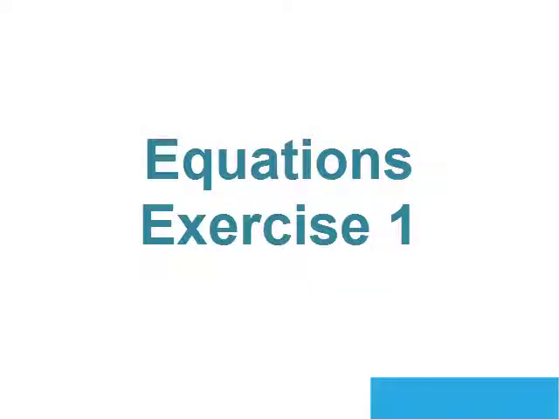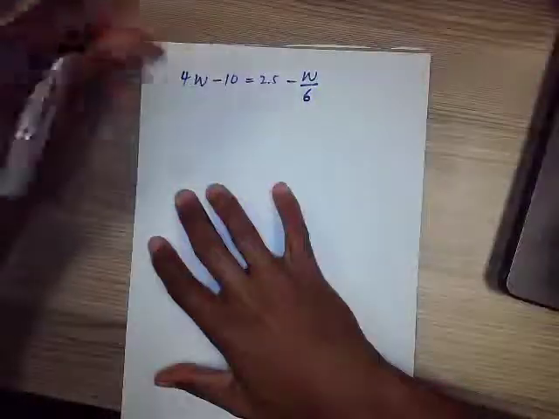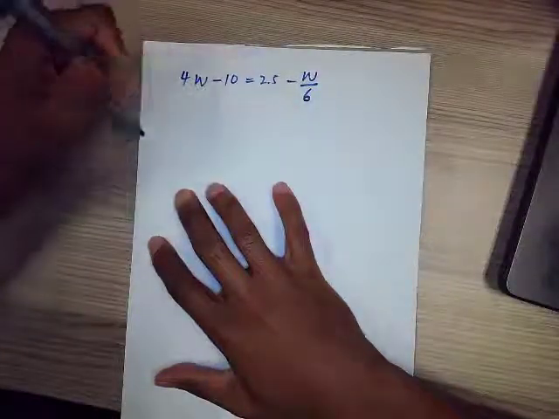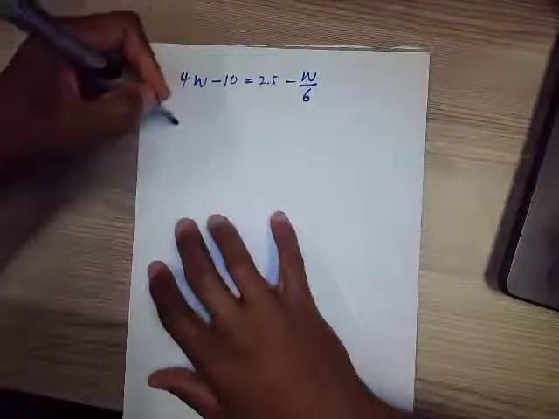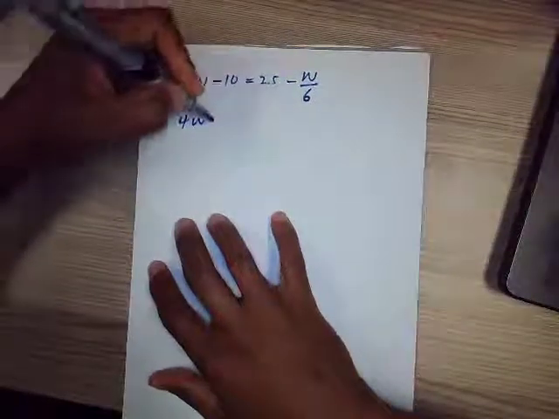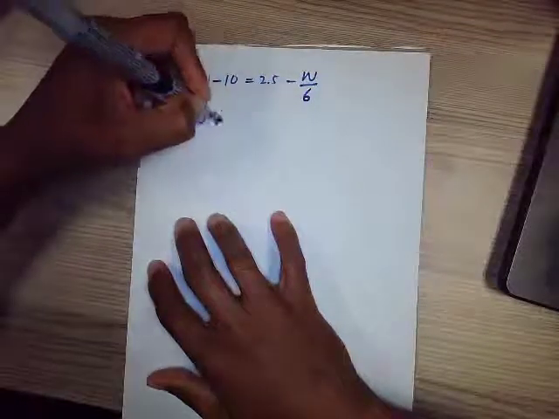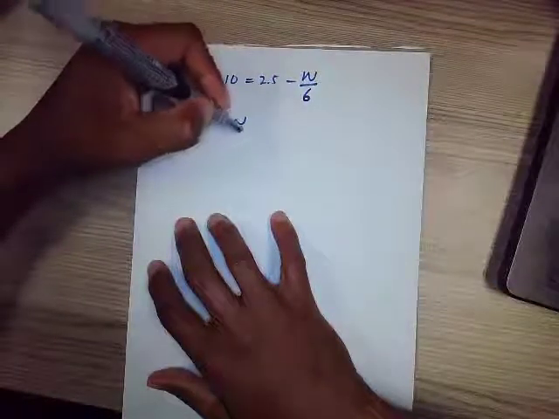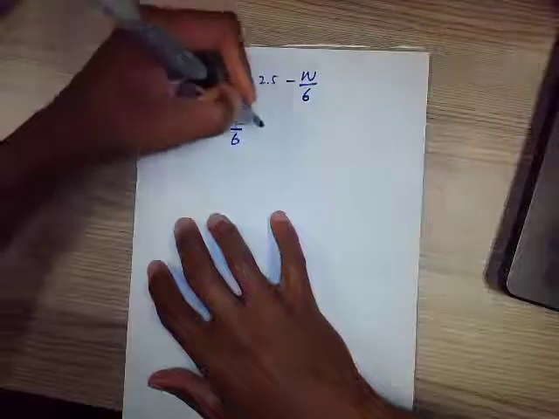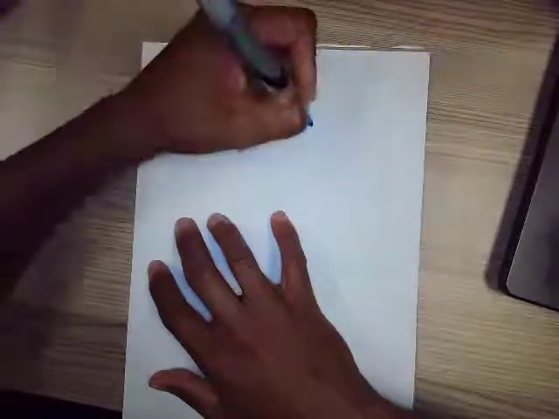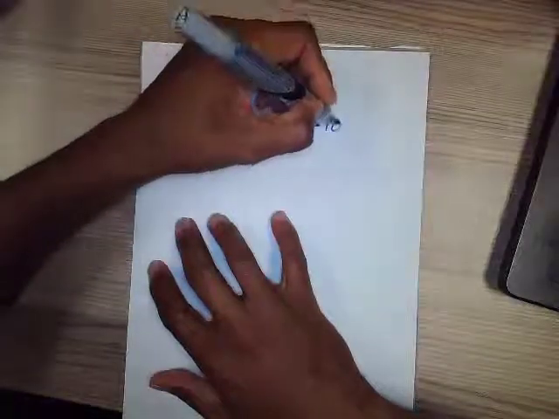Okay guys, let's solve a bit of an interesting equation. So just group the like terms first. So you go 4w, you bring this one to the other side, it will change the sign to w, divided by 6 equals 2.5 minus 10, right?